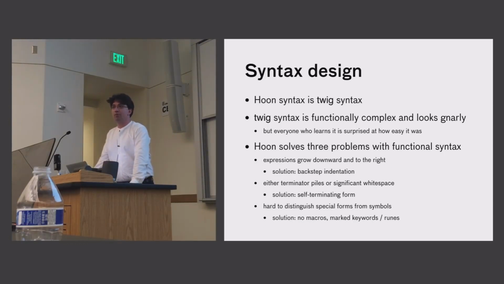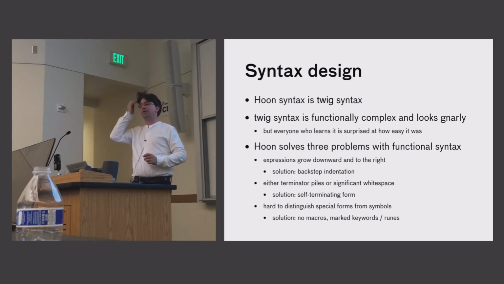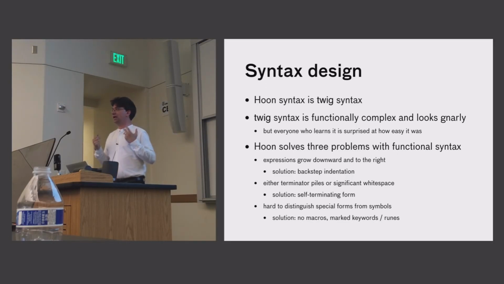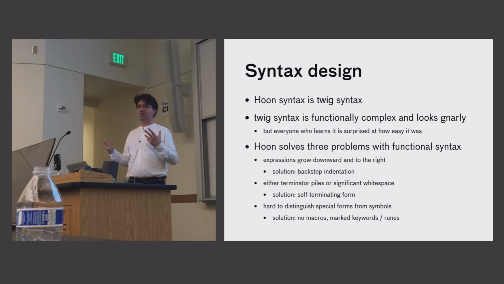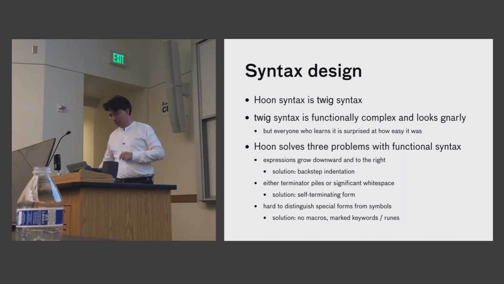Another problem, and I don't know if everyone has this problem, but I certainly have it when I look at Lisps and a lot of similar things, is that I can't distinguish special forms from symbols. I can't distinguish whether this is part of the language, or something somebody included from a library, or a macro. And getting away from this sort of pervasive DSLization is definitely a goal of the system.